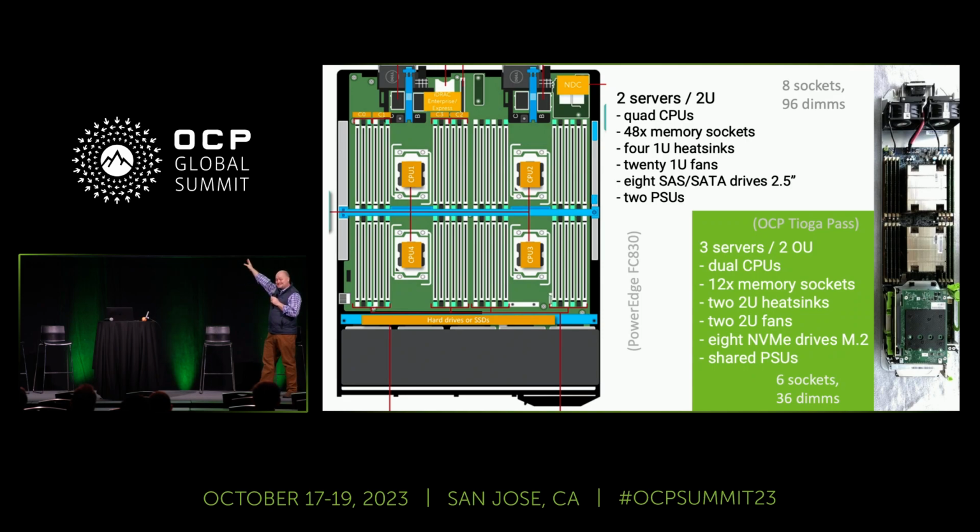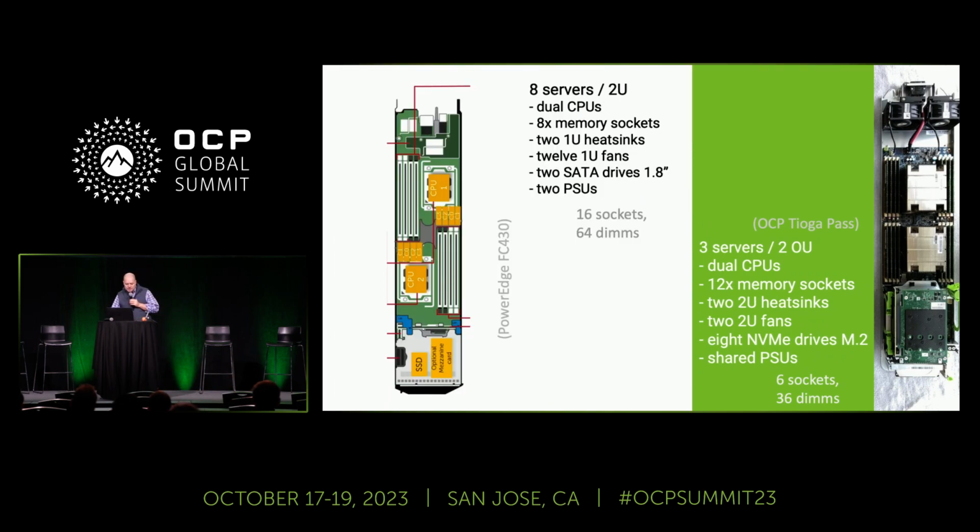They've got 96 DIMM slots in those 2U. They use 64 gig DIMMs, so this is 4 terabytes of memory in the same space. The Tioga Pass is a little bit disadvantaged on DIMMs, so I've only got 36 DIMMs. Right? There's another variant of this SKU, in fact. These FC are actually a product line called the FX.